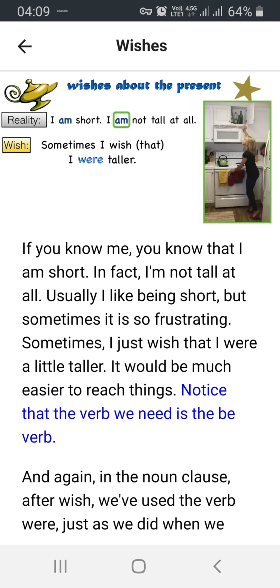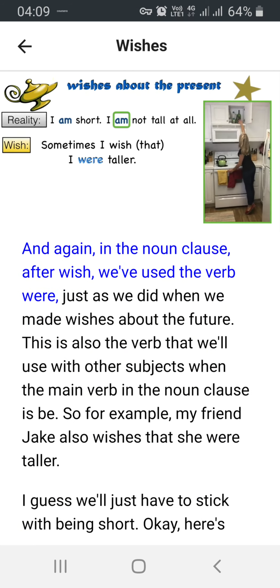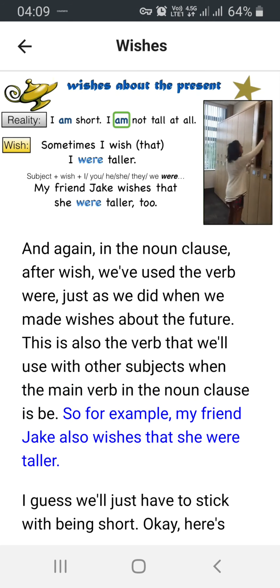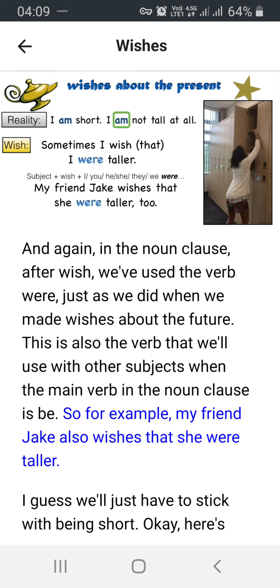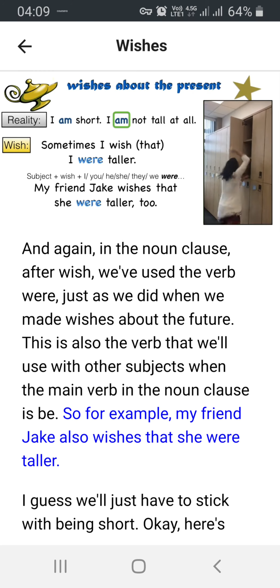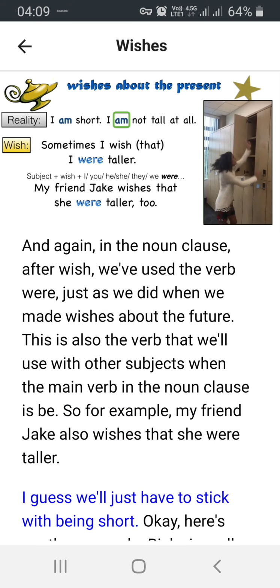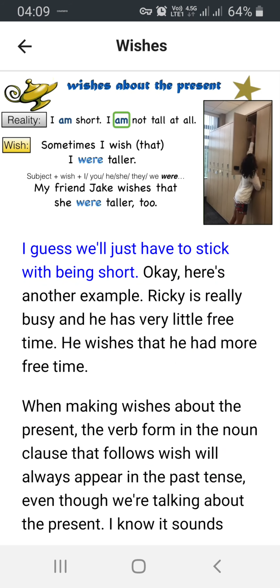Notice that the verb we need is the be verb. And again, in the noun clause after wish, we've used the verb were, just as we did when we made wishes about the future. This is also the verb that we'll use with other subjects when the main verb in the noun clause is be. So for example, my friend Jake also wishes that she were taller. I guess we'll just have to stick with being short.